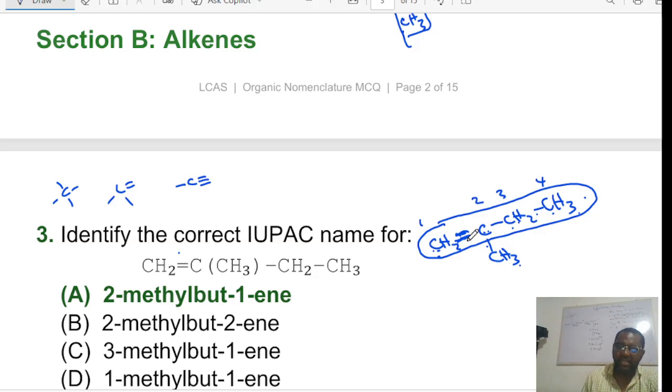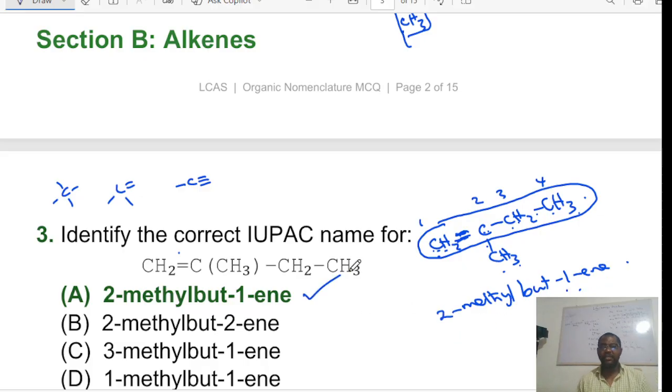So the functional group must take the lowest possible number. In this case, the parent name for 1, 2, 3, 4 is but. You are going to call that but-1-ene, because the double bond is in position 1. So you must write the position of the functional group. And CH3 is methyl, which is in position 2. The substituent is methyl and is in position 2. So this is 2-methylbut-1-ene, which is A as the answer. I hope that makes sense.